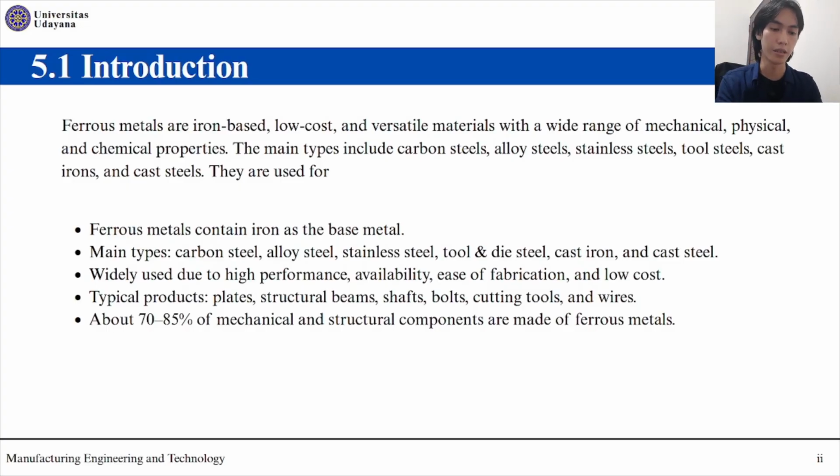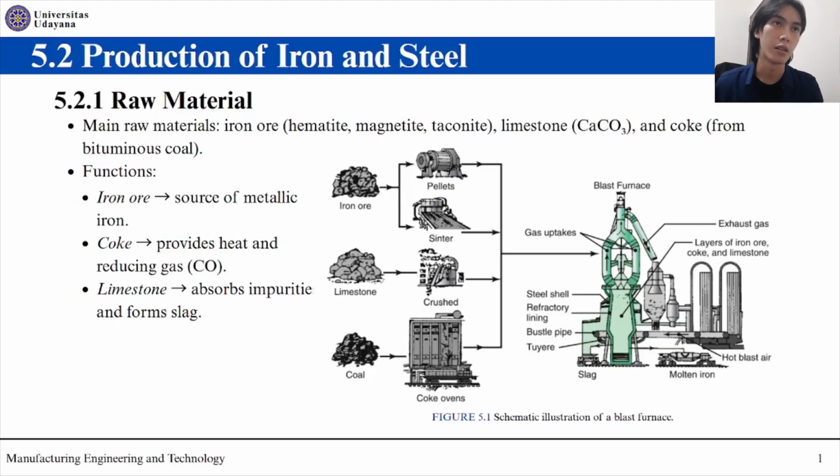This material is very common in industrial mechanics. The next slide is raw material for production of iron and steel. The main raw materials used in steel production are iron ore, limestone, and coke. So we have three basic materials. The first one is iron ore, second coke, and third is limestone.